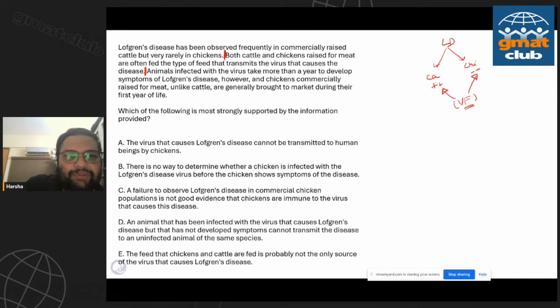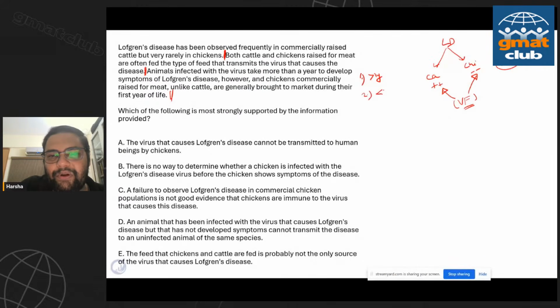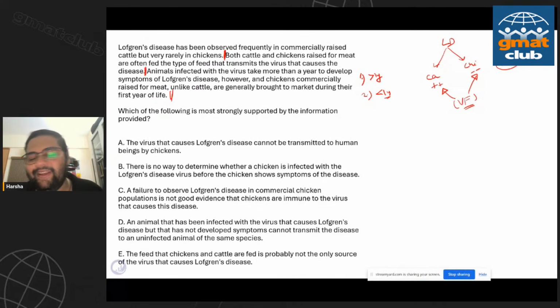And once you read the next sentence, you realize that the author has actually explained that. So the author has presented a paradox and he's kind of explained it. What is the logic here? Hey, it takes more than 1 year to develop the symptoms. And number two, chickens are brought to market and presumably eaten within a year, therefore.